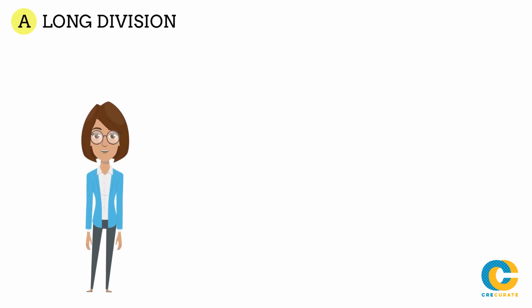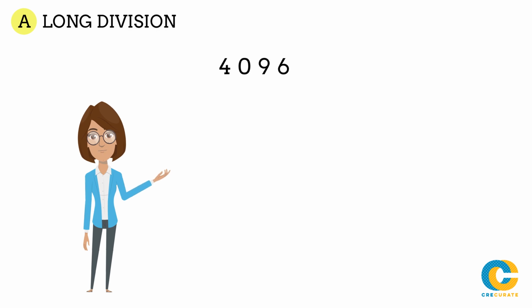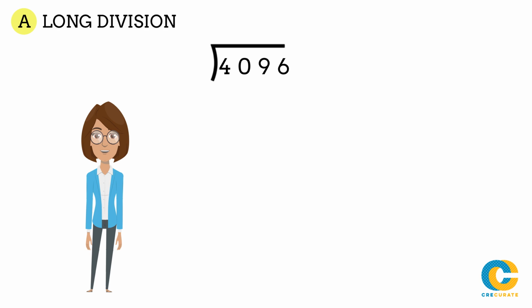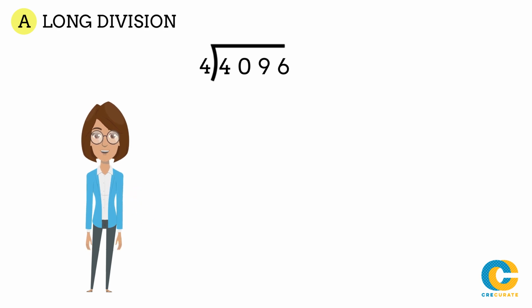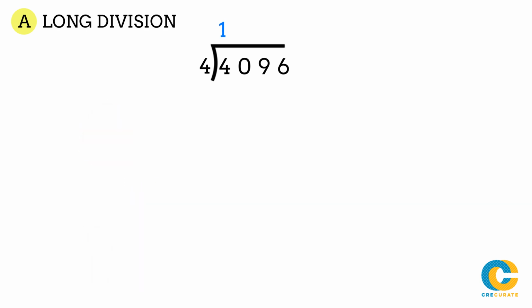In the long division method, we first write the number to be divided, and then draw a line above it and a divider next to it, on the left. We then put the divisor on the other side of the divider. In long division, we start dividing from left to right. 4 divided by 4 gives us 1, so we put 1 on top of 4. Since we have one group of 4, we remove that and we're left with 0.